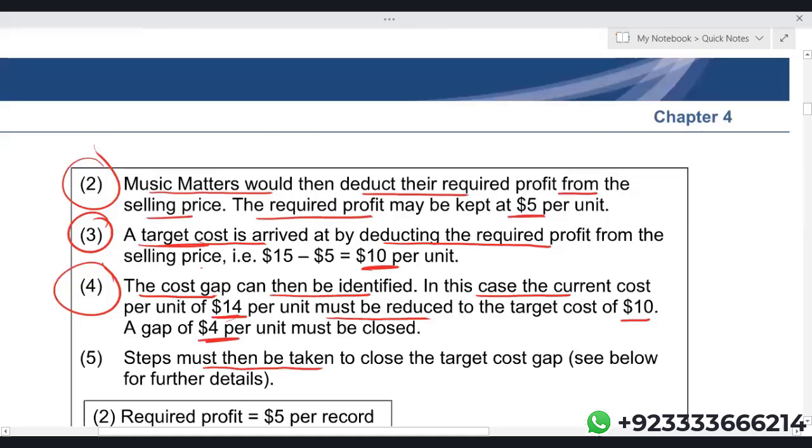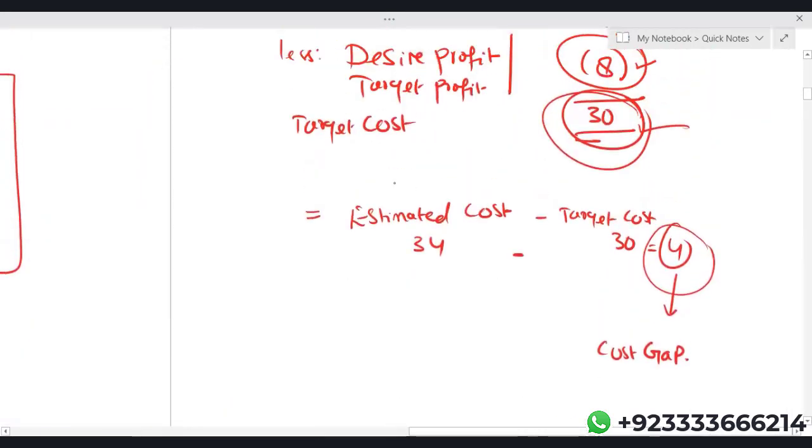Let me repeat the steps. Step 1, establish the selling price from the market. Step 2, you need to deduct the required profit from the selling price. And in step 3, you will get the target cost. Step 4, identify the cost gap. Cost gap is the difference between the estimated cost minus the target cost.